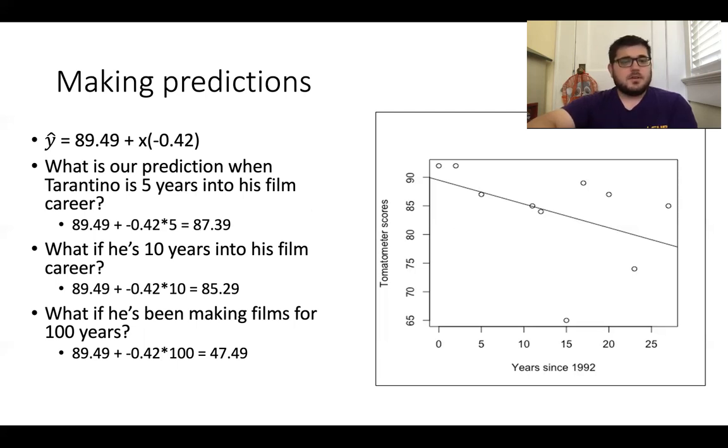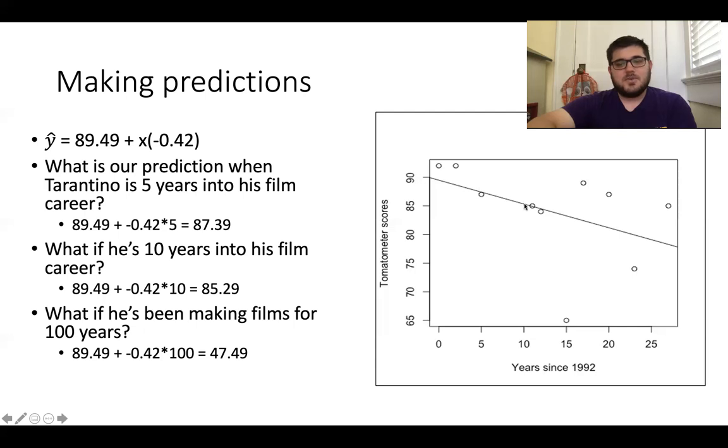So what is our prediction when Tarantino is 5 years into his film career? We do intercept 89.49 plus, we plug in 5 for X, multiply 5 by negative 0.42, and we end up with a prediction of 87.39. That's really close. I think this is Jackie Brown, was just a little under 87.39, but very close. Plug in 10 instead of 5, and you end up with 85.29, and that again is really close.